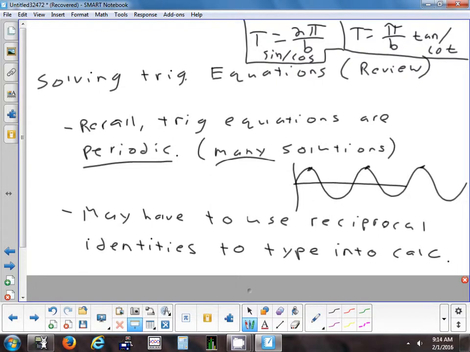If you do want to graph this, remember you don't have buttons for secant, cosecant, or cotangent, so you'd have to type in cosecant as 1 over sine. Or if you want to type in cotangent, it's 1 over tangent. I think we've talked about that.